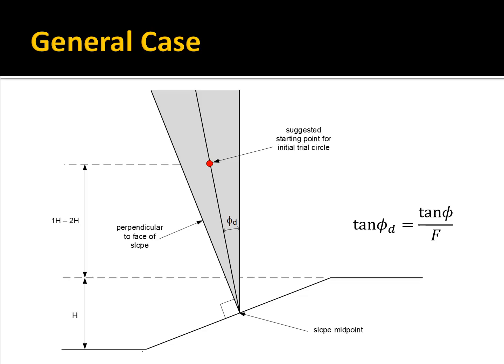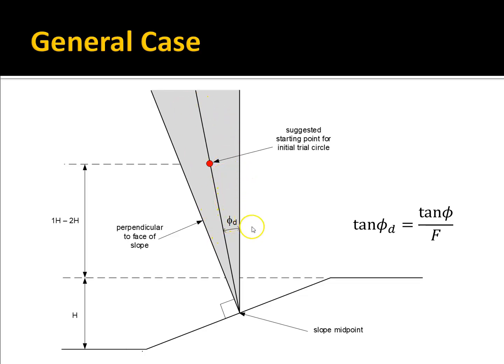Now, in the general case where phi is not equal to 0, it has been shown that the center of the critical circle is somewhere in this band where you go to the slope midpoint, and if you draw it, this line is perpendicular to that, and then if you go 2 times phi d, that'll give you this line. And so this is a good place to start your circles. It's going to be somewhere in here.